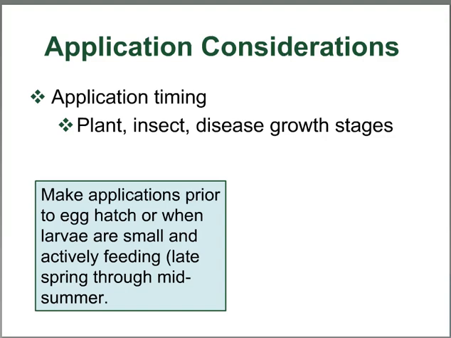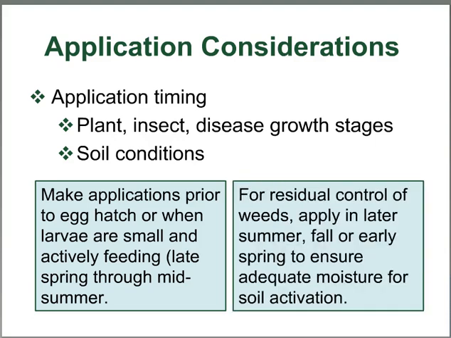This example notes that you're more likely to gain adequate control from applications made during their active larva feeding stages. Soil condition may also be a key for timing applications. And this example notes that soil moisture is important to effective residual weed control. Applications made during times with dry soil would be a waste of money. Remember, just about any pest is easier to manage when it's young, so timing your applications to the most susceptible pest stages gives you the advantage.